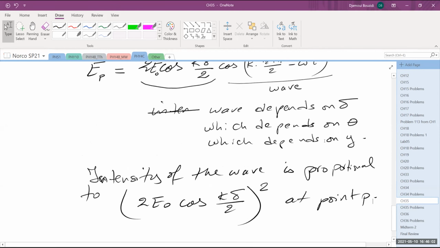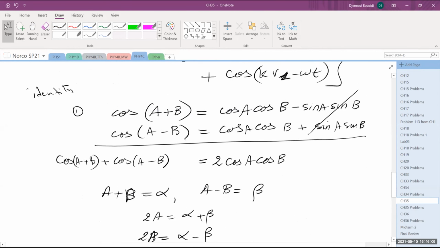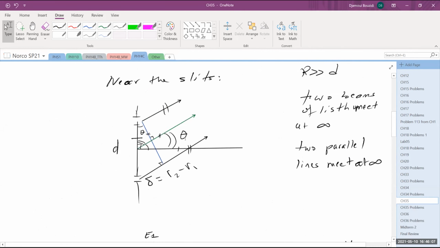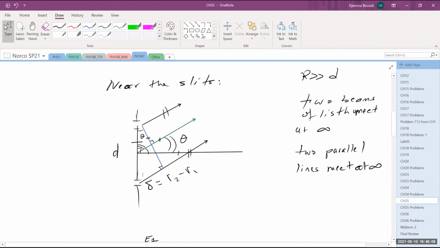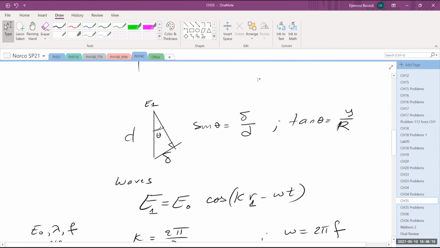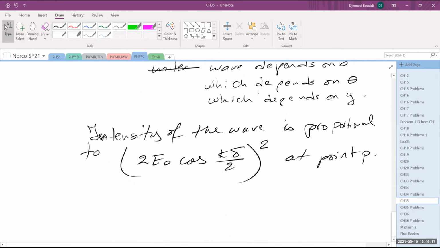Okay. Now, if I take one of the slits and cover it with a screen like I did in the demo, then in this case only E naught will come out and will be at point P. So in this case, the intensity will be E naught squared. But now it's not E naught squared. It's 4 times E naught squared times cosine squared of K delta over 2. Okay. So that is what makes this thing different.